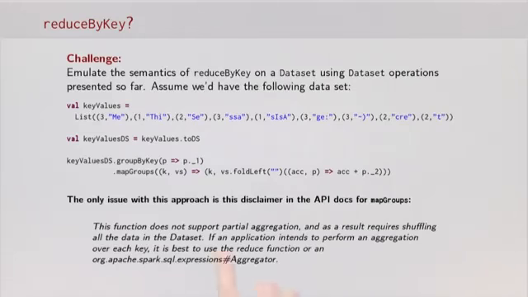So if an application intends to perform an aggregation over each key, which is exactly what we're doing, it's actually best to use something else. It's best to use the reduce function or to use this thing called an aggregator. Okay, so mental note, don't use this mapGroups thing unless you really have to. But okay, let's follow the advice of the docs. Let's try doing it with a reduce function.